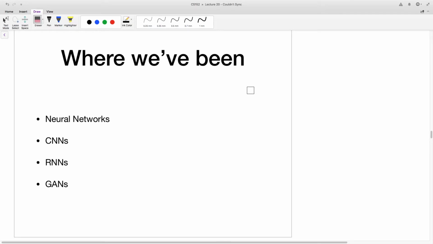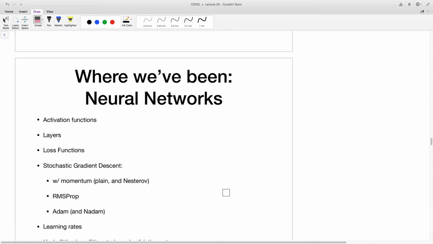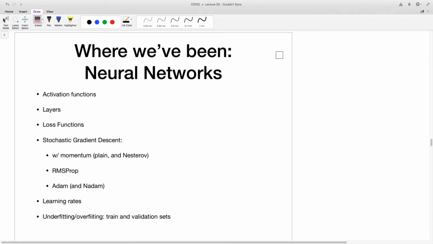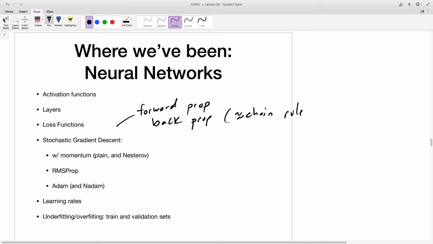So where we've been, just a quick review. We've talked about neural nets in general. We then talked mostly about CNNs and images, and then about RNNs, sequence-to-sequence translations, and then we've talked about GANs. So for neural networks, we've talked about activation functions, layers, loss functions. We'll just add in here forward propagation, backwards propagation, which is basically just the chain rule with a lot of applications.